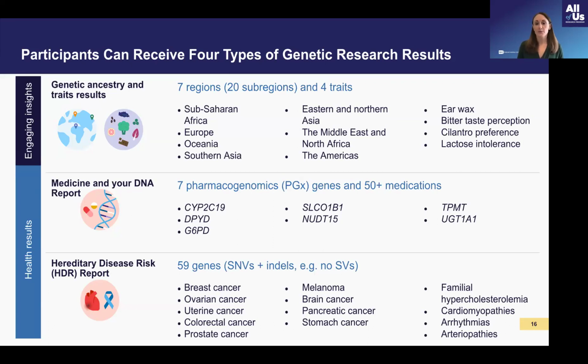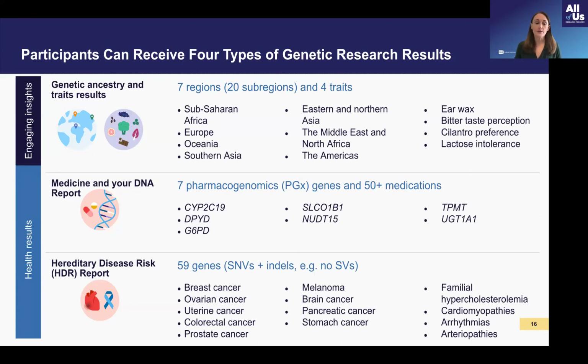We also get back 7 pharmacogenomic genes and a list of medications that might be implicated in use with pharmacogenetics. People get a report on the variation within these 7 genes, and then a list of medications that could be affected by these. And then finally, we do give back health-related return of results in what we call a hereditary disease risk report. These are the 59 genes that were recommended by the American College of Medical Genetics that have actionable things that people can do if they have a pathogenic variant in one of these genes.